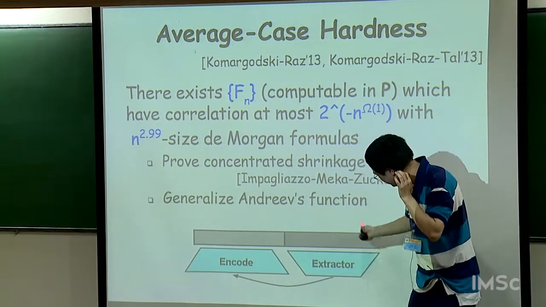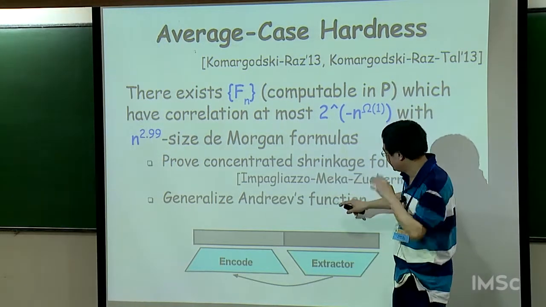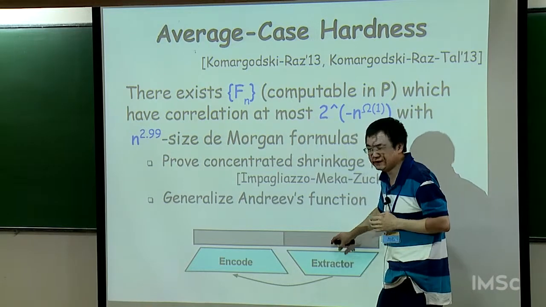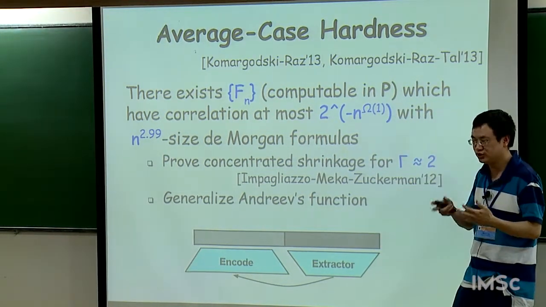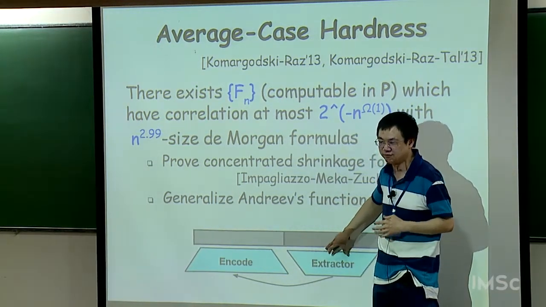For the second part of the input, we want to use the extractor because the restriction under which they prove concentrated shrinkage is not a random restriction. There are some deterministic choices of the variables. So essentially, we don't know which bits are left unrestricted.